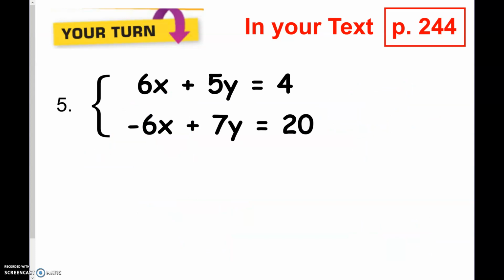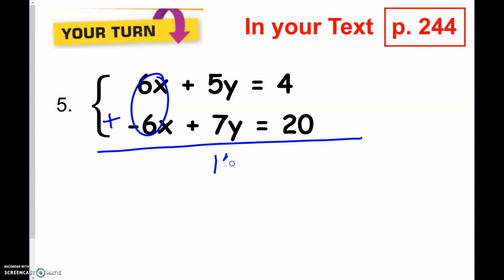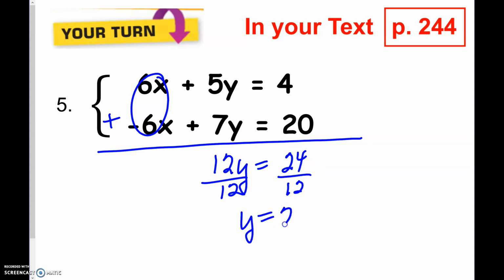All right, let's try this one. We're going to do one more, then I think we're going to try a word problem here. Okay, so look at that. When we add these up, 6x plus a negative 6x cancel out. 5y plus 7y is 12y, and 24. Let's divide by 12. So y is 2.